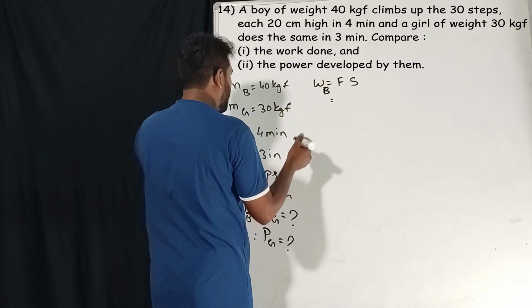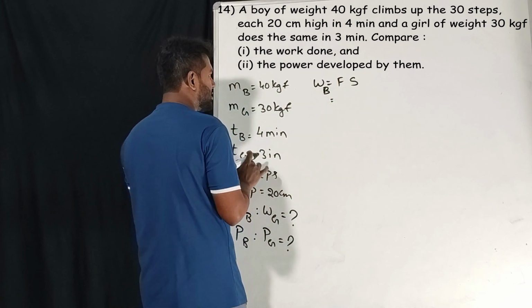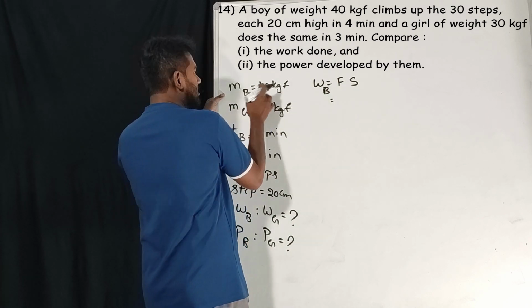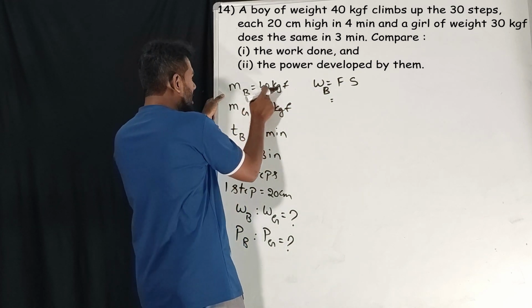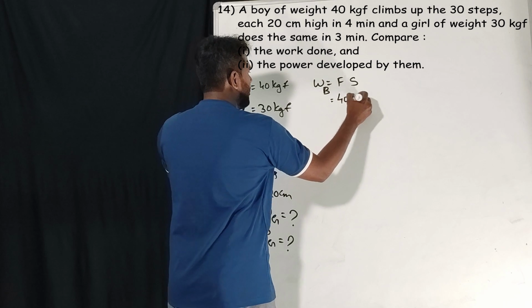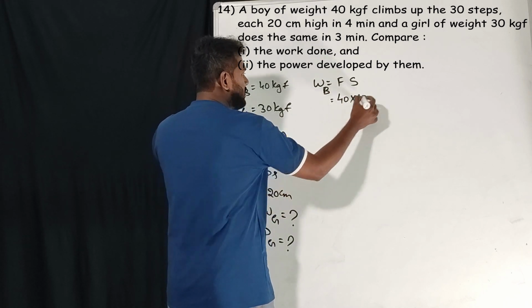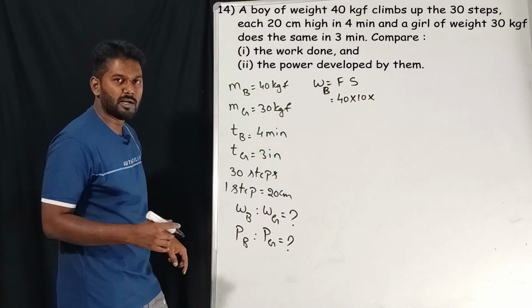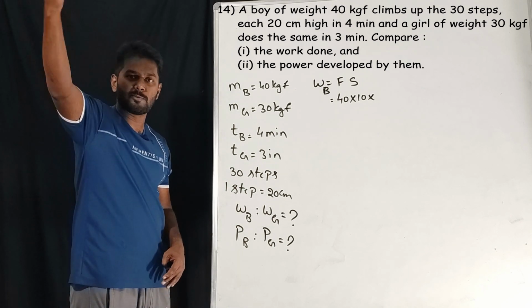Okay, work done by the boy is force into displacement. So what is force? Force they have not given directly. So mass is given, 40 kgf into 10. We will get the answer in terms of force. Displacement is nothing but the 30 steps, correct?